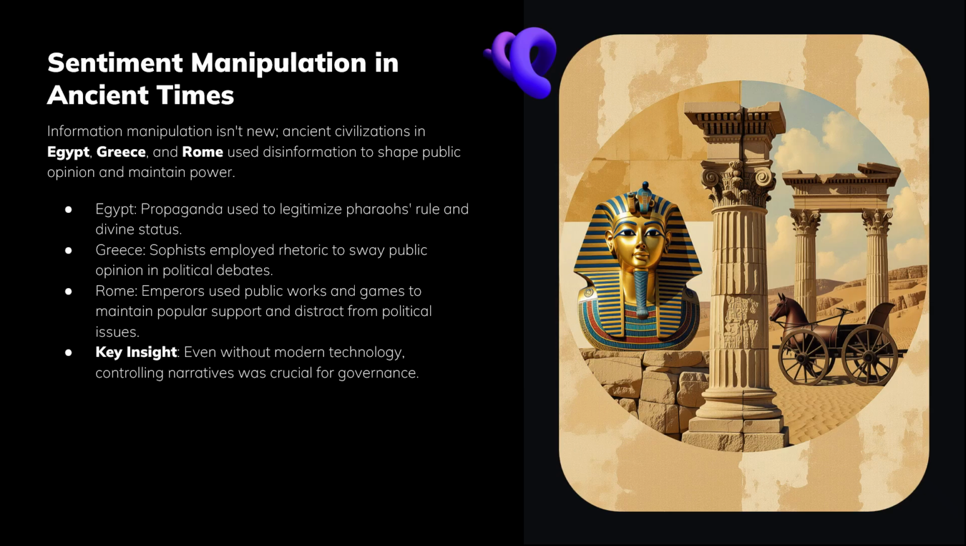And the Roman emperors, they had a famous trick: bread and circuses. They put on massive, exciting games to distract everyone from the problems in the empire. Sound familiar? Today, these same tricks happen online. But now, we have new tools. We use technology to detect when someone is trying to manipulate our feelings and opinions.